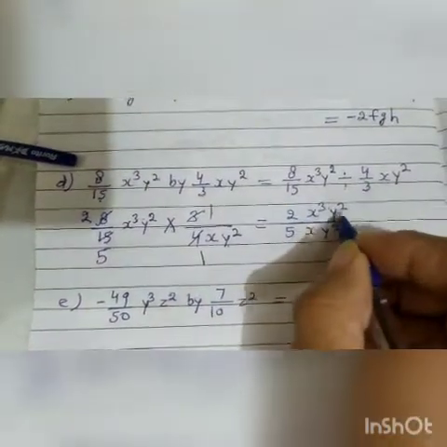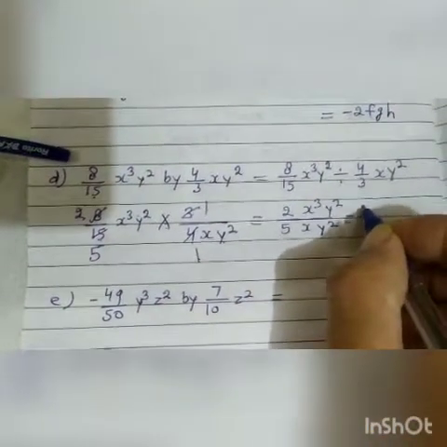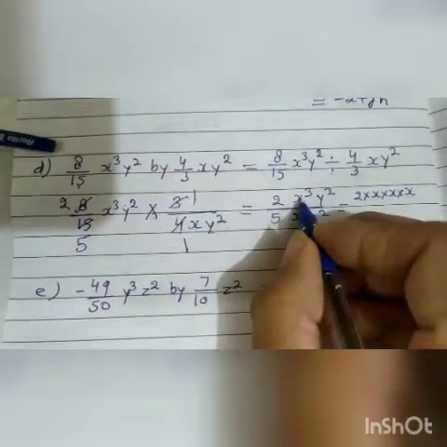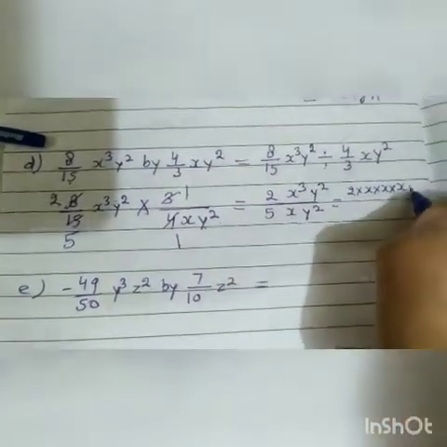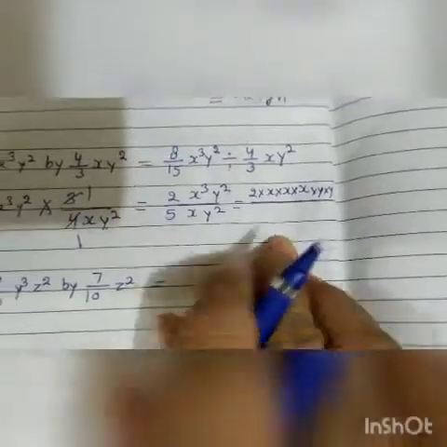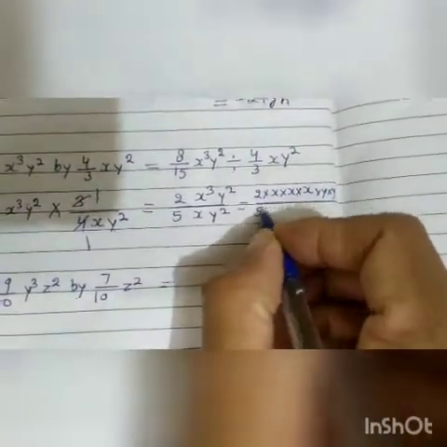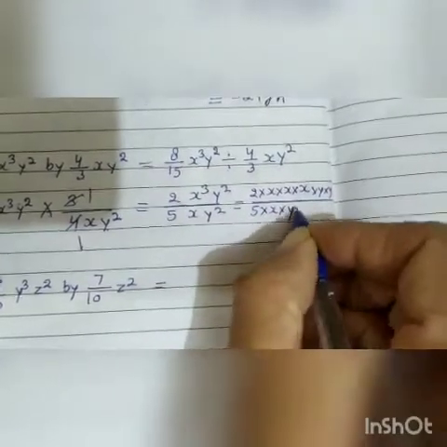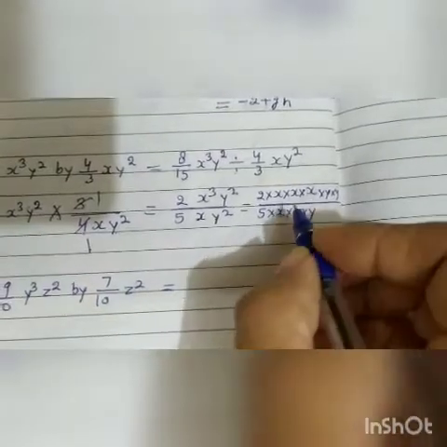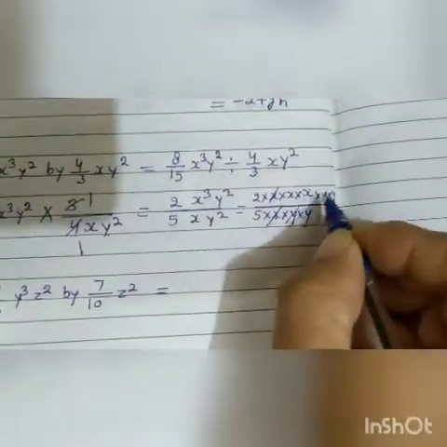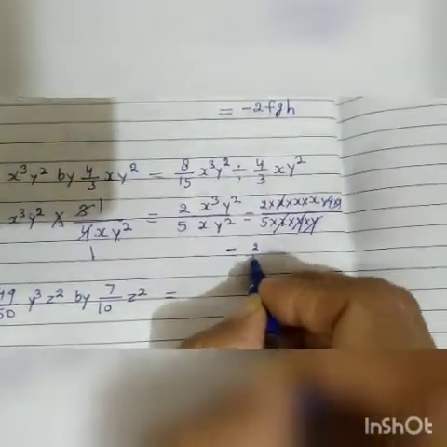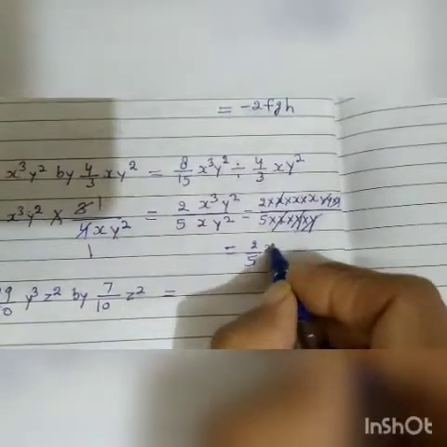Now 2x cube y square, what will it be? 2 into x into x into x. We will write this x 3 times. Then y into y 2 times. Now 5 into x into y into y. This is x and we will write this y 2 times. Now x cancels, y cancels, y cancels. So what is our answer? 2 upon 5 x square.